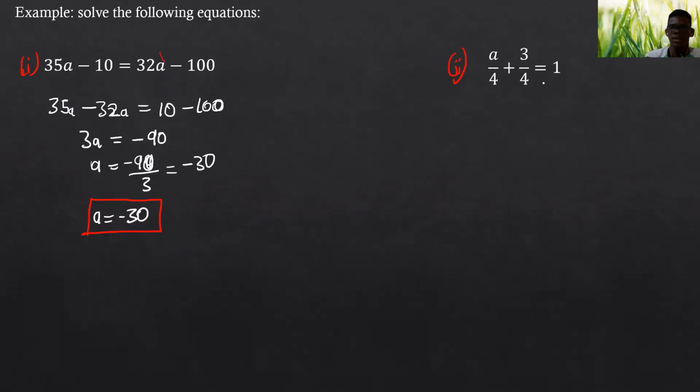Now looking at this example, it's a bit different, but you should actually be able to see the solution for this one right away. But if not, again, we want to transpose. So let's carry the 3a, group like terms, or just carry the plus 3 over 4 over the equal sign. We end up with a over 4. This is adding. When it goes over, it's subtracting now. So 1 minus 3 over 4.